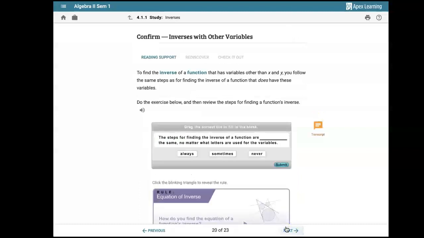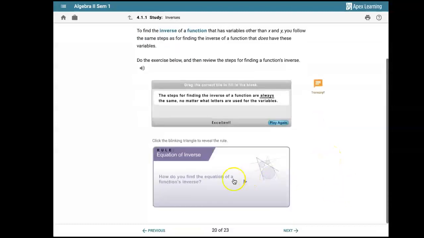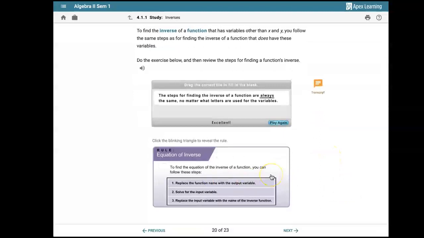All right. So the steps for finding an inverse of a function are always the same, no matter what letters are used for the variables. Again, it's about knowing what you're solving for, knowing what your input is, knowing what your output is. How do you find the equation of a function's inverse? Again, you replace the function with the output variable, you solve for the input variable, and you replace the input variable with the name of the inverse function.